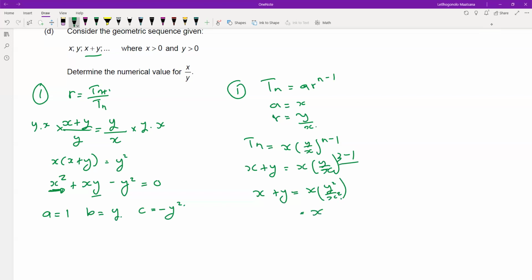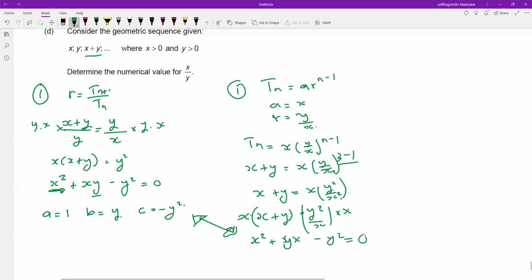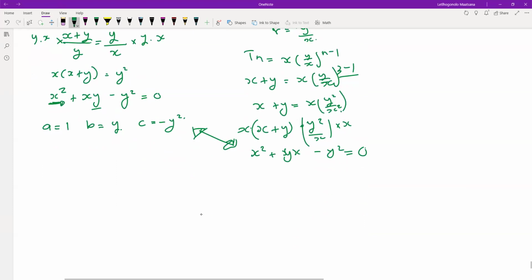And then we will just end up with y squared over x equals x plus y. Then we're going to multiply both sides by x, and we'll get x squared plus yx minus y squared is equal to 0. So again, that takes us back to the formula that we have there. Since we have that, we are okay with that. We understand that, and we're going to move on to now solving for x.